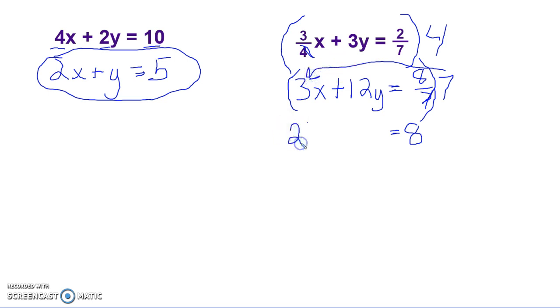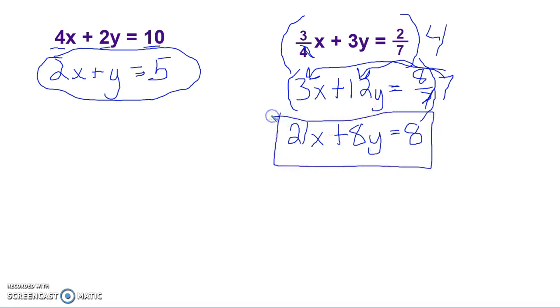So we get 21x. And then we need to do 7 times this 12y, and 7 times 12 is 84, so we get 84y, and I already brought down this 8. So in this case, 3/4 x plus 3y is equal to 2/7. As a proper standard form, it is going to be 21x plus 8y is equal to 8.